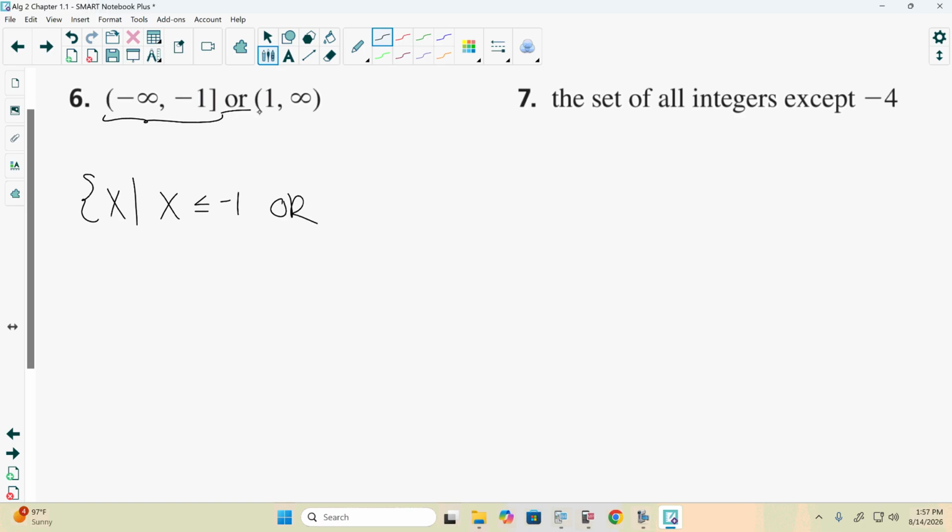Or 1 to infinity. X is greater than 1. That's it. We ready for the next one?